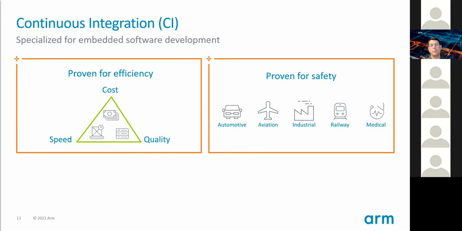CI is already being used by a number of companies for embedded applications, as it creates a more efficient process with higher speed, quality, and lower cost. One of the main principles of CI is that the developer needs to make small changes to their code and very often commit them, and those will be constantly tested and integrated.